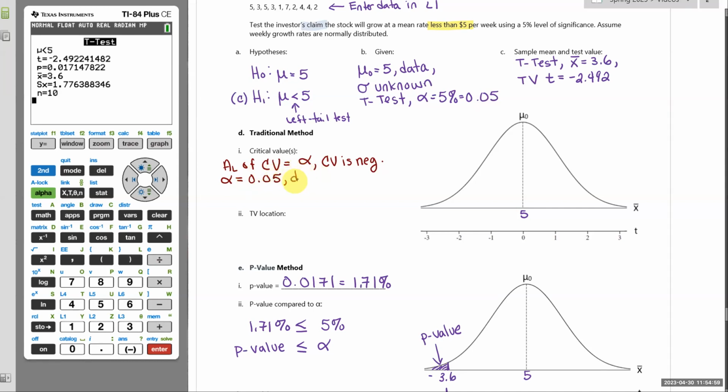And to do the t distribution, we need degrees of freedom, n-1. And I didn't write down n yet, but there were 10 numbers there, and I can see it on the screen, 10 numbers. So degrees of freedom are 9.